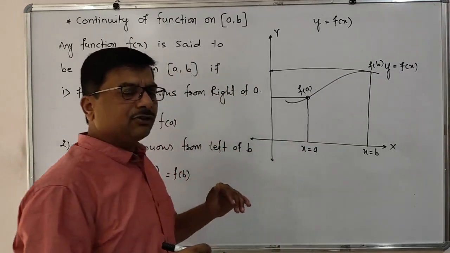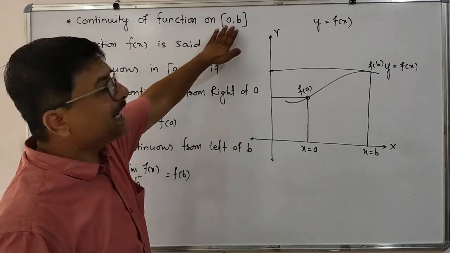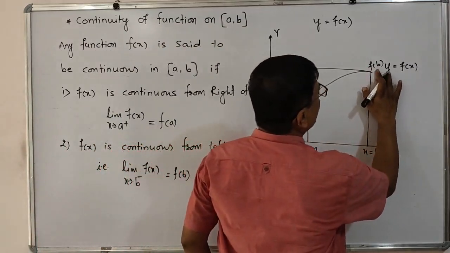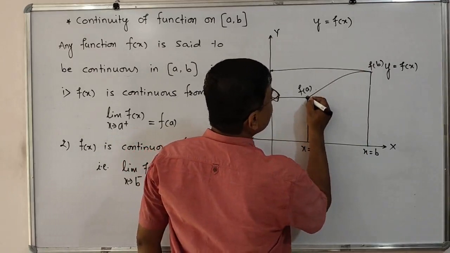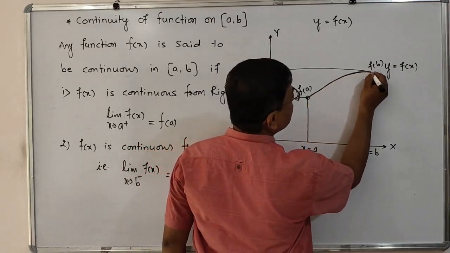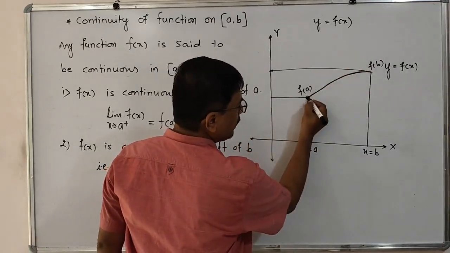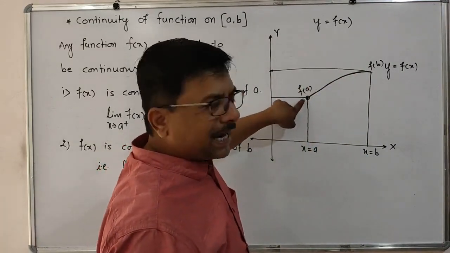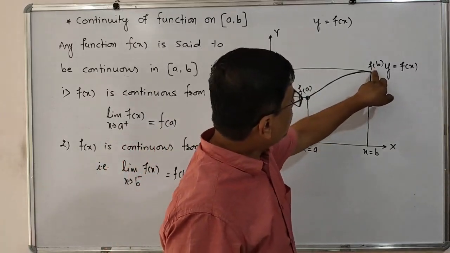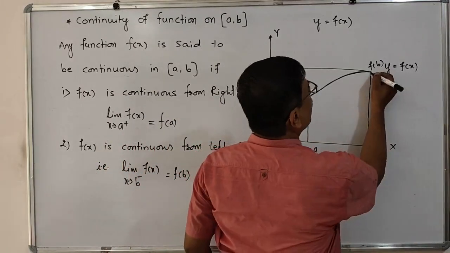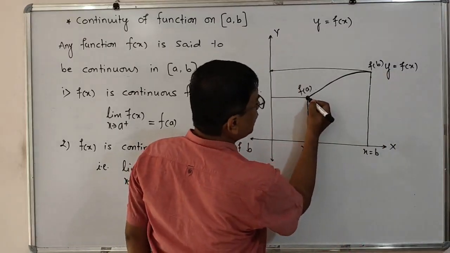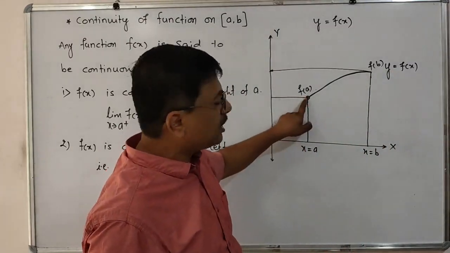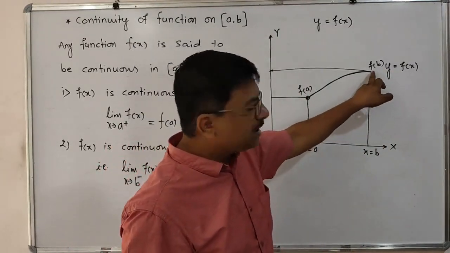Now when we consider the continuity of the function in interval AB, these points are not so important. Now the function gives us a graph from a to b like this. This point is at x is equal to a, and this is the point at x is equal to b of this function f of x. Now this function has its limit and value equal. It means we can say that this function is continuous from the right of a, and continuous from the left of b.